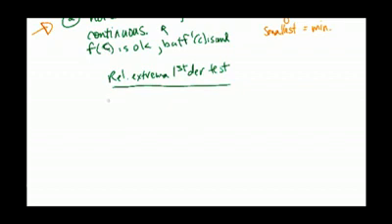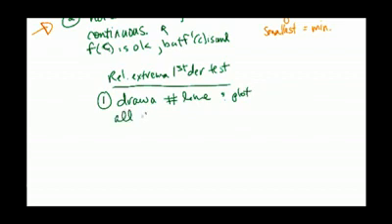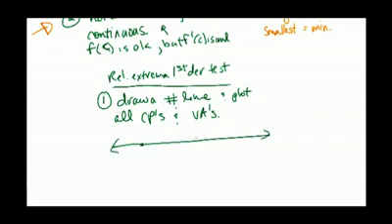I prefer a number line. Some people use a table, but you're going to draw a number line and plot all CPs and vertical asymptotes. Okay, so you'll have something that looks like this, where some of them might be dots, where another one might be an asymptote.